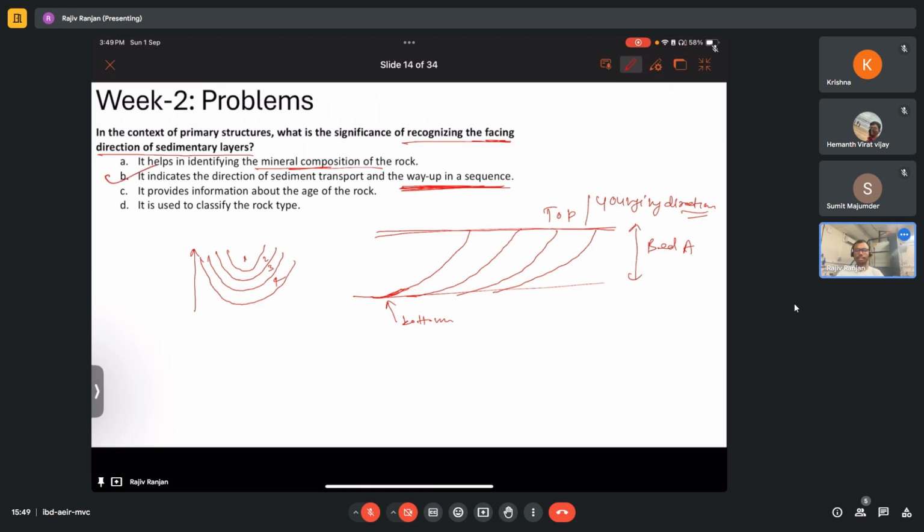So option B is correct. It has nothing to do with the age of the rock, because there could be deformation, there could be metamorphism. Nothing to do with classifying rock type.